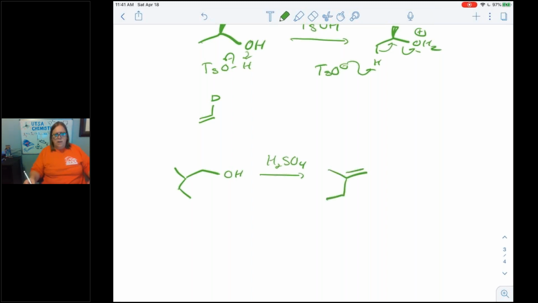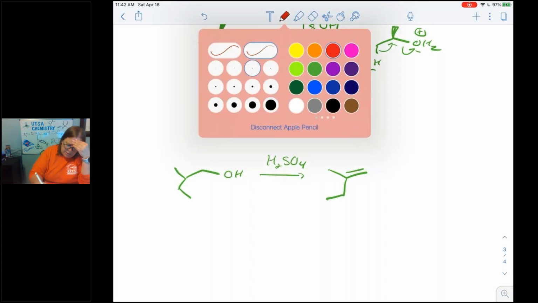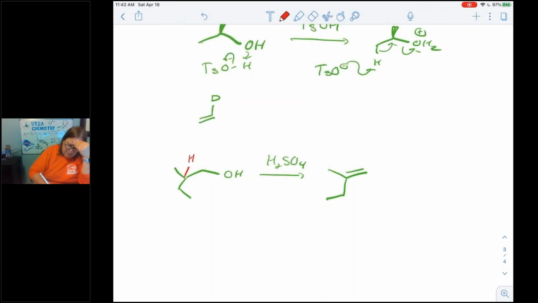I'm not going to form any other products because why? Okay, there's only one beta proton to be eliminated because it's primary, right? Primary alcohols only have one neighbor by definition. The carbon only has one neighboring carbon by definition. It's primary. So I'm not going to see any carbocation rearrangement because why? Well, I don't form a carbocation. It undergoes an E2 mechanism.